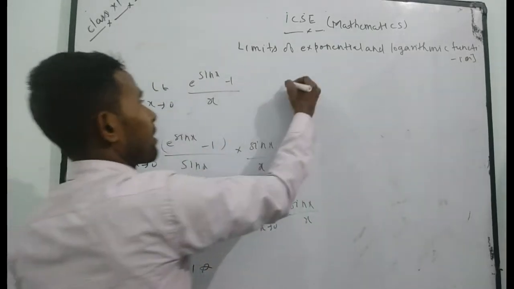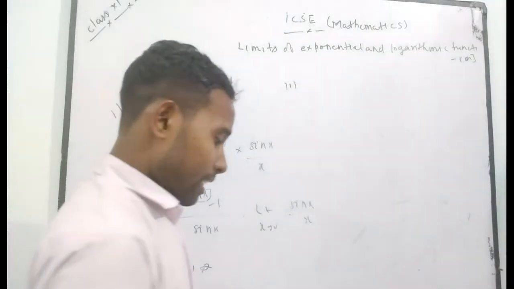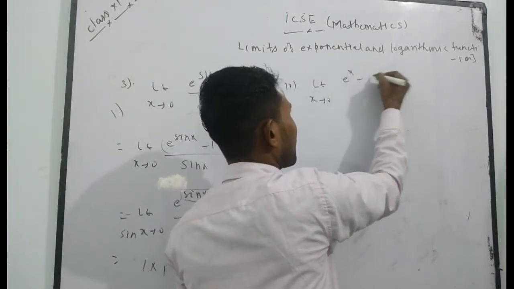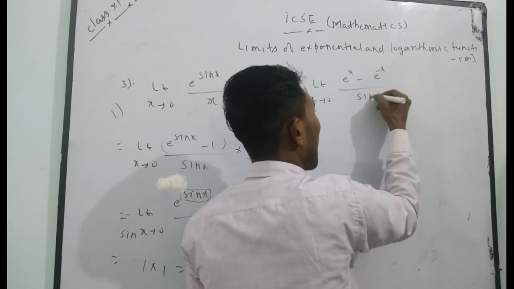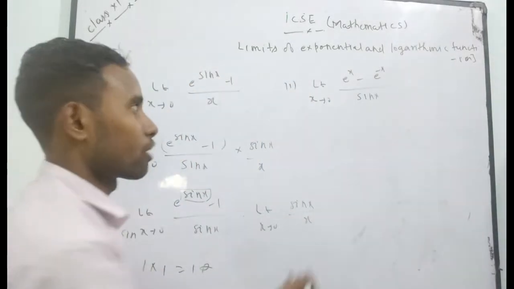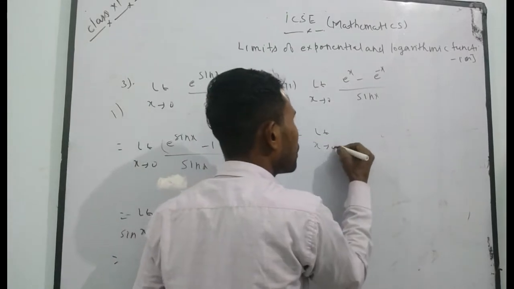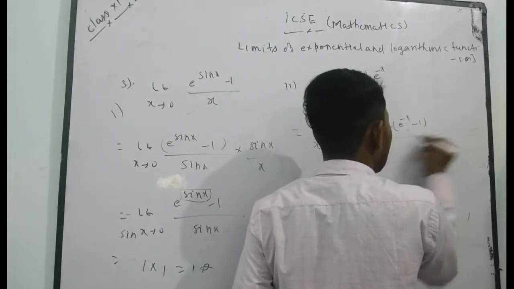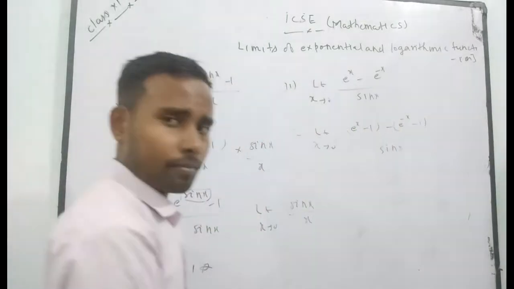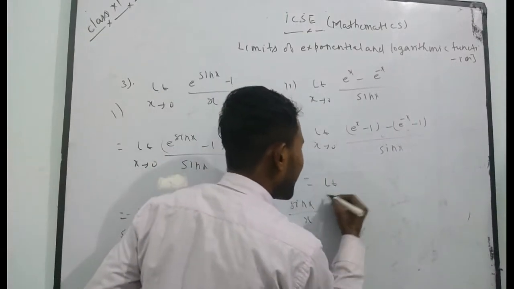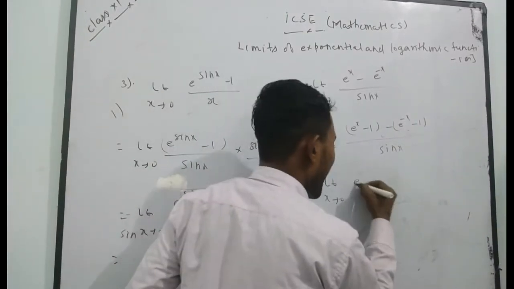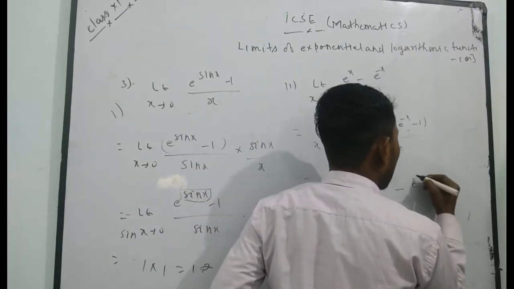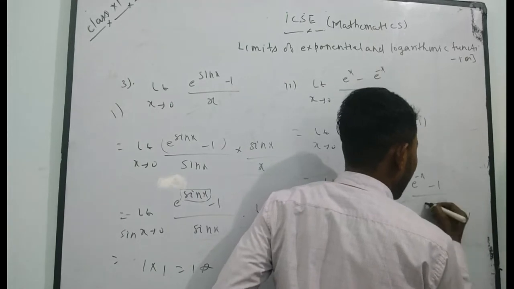This is 3 first. Now I want to take 3 second. In 3 second, it will be limit x tends to 0 of (e to the power x minus e to the power minus x) by sin x. How can you solve it? Can you write limit x tends to 0 of ((e to the power x minus 1) minus (e to the power minus x minus 1)) by sin x? Can you write e to the power x minus 1 divided by sin x minus (e to the power minus x minus 1) by sin x?